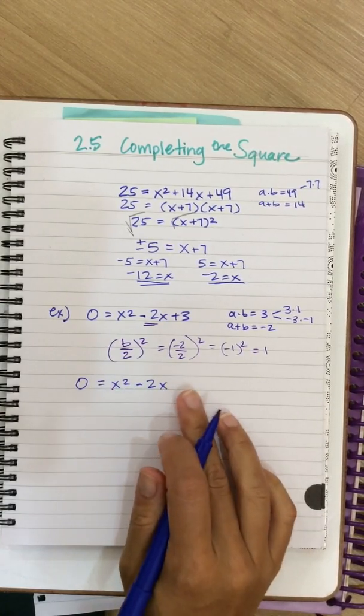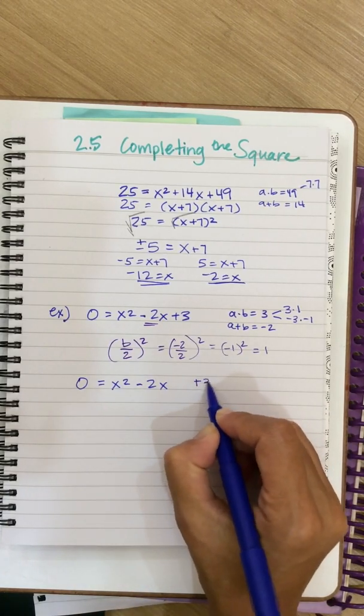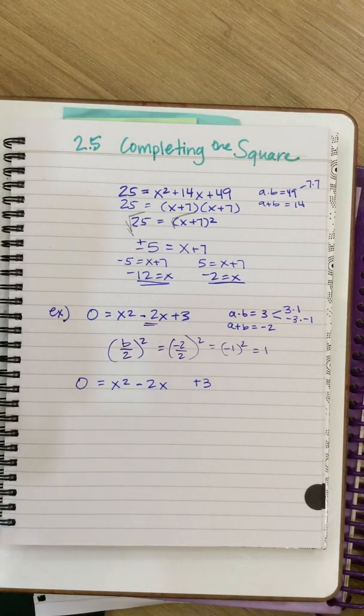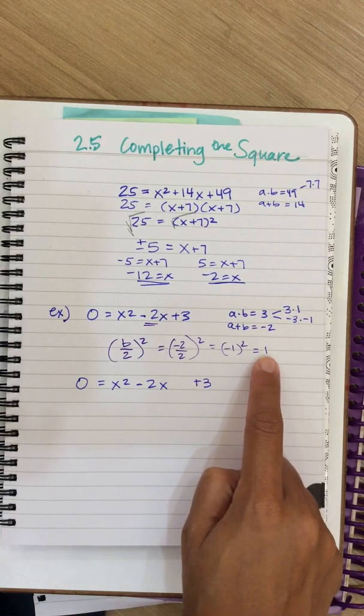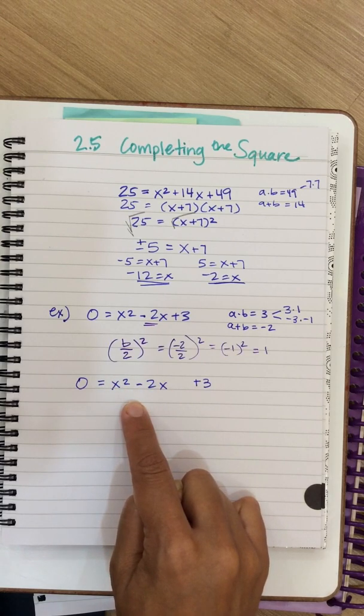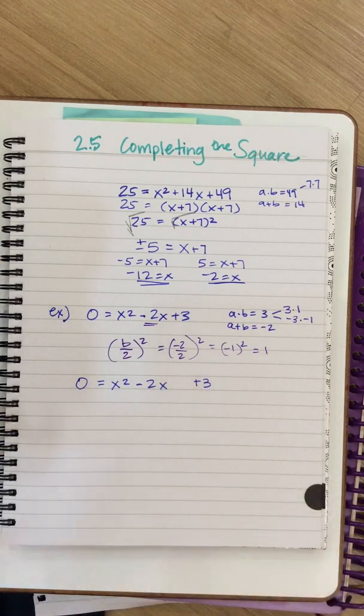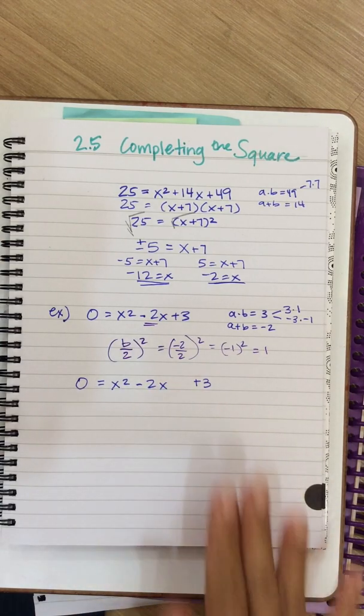I'm going to leave a space here because I want to make this a perfect square, and then I'm just going to add the 3 over here. Okay, so I'm leaving this space, and I need to attach this 1 to these first two terms to make it a perfect square, right? Because if I have x squared minus 2x and then plus 1, it's going to be a perfect square. So I need to add that 1.